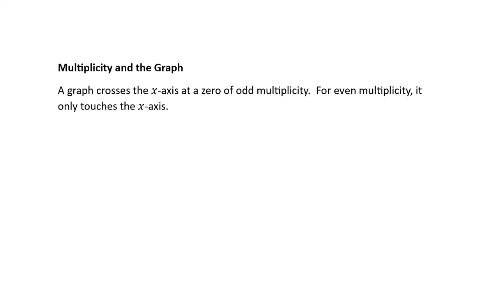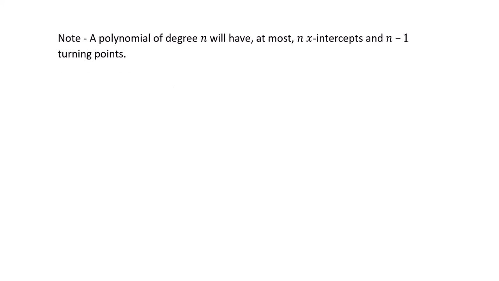More formally stated here, multiplicity and the graph. A graph crosses the x-axis at a 0 of odd multiplicity. For even multiplicity, it only touches the x-axis. Now we know that we have instances where our graph will turn, so we have a note here. A polynomial of degree n will have at most n x-intercepts and n minus 1 turning points.